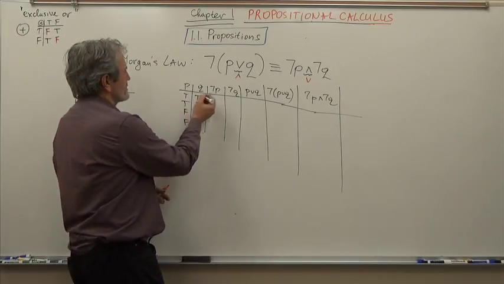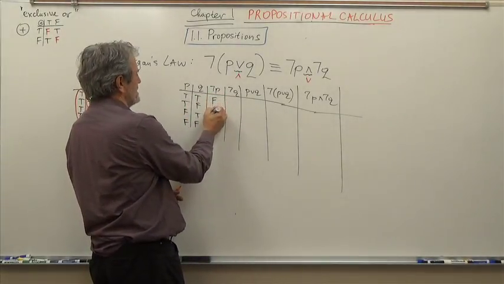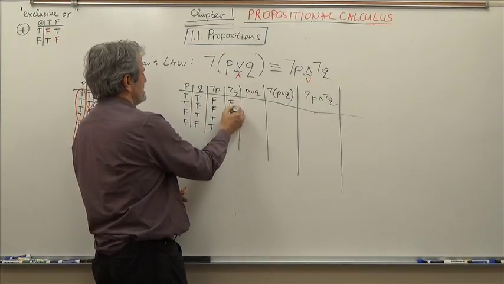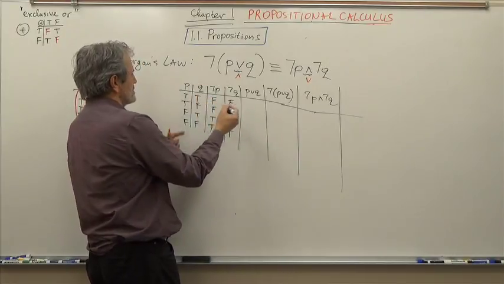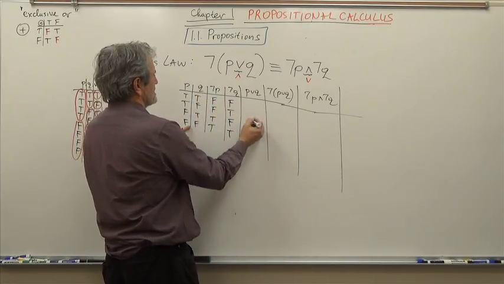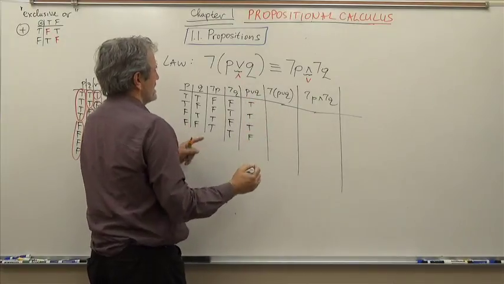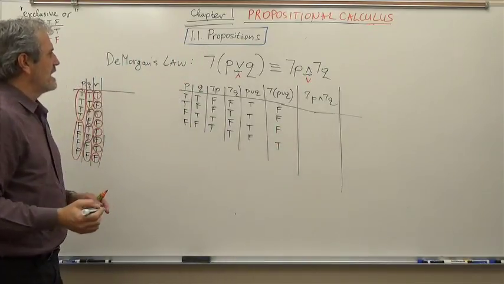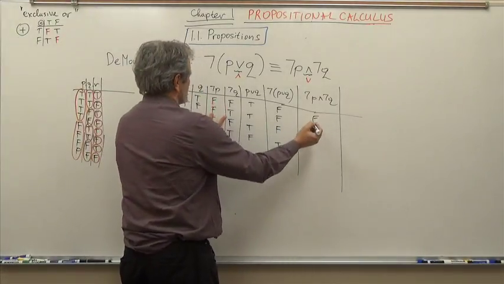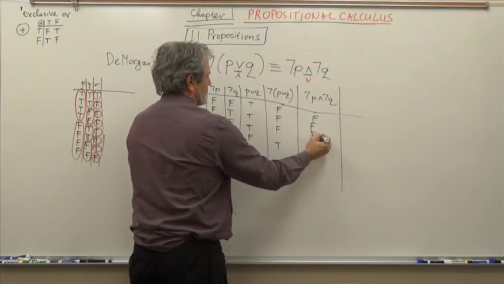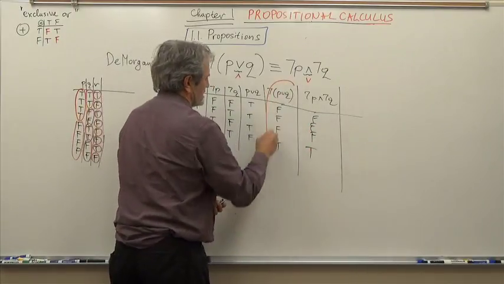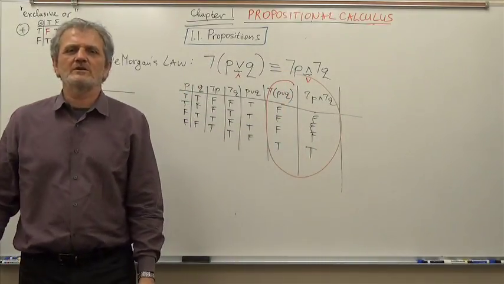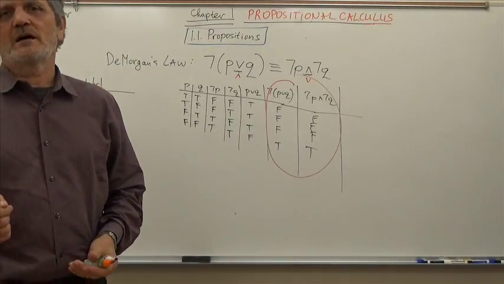Things are a little simpler here. We switch P, so F's in the beginning, trues later on. Now you go FT, FT. P or Q is always true except on the last line. Negation of P or Q is always false except on the last line. Not P and not Q is false here, false here, false here, true here. Look at these two: FF, FF, FF, TT. For every evaluation they have the same value, and they are equivalent.